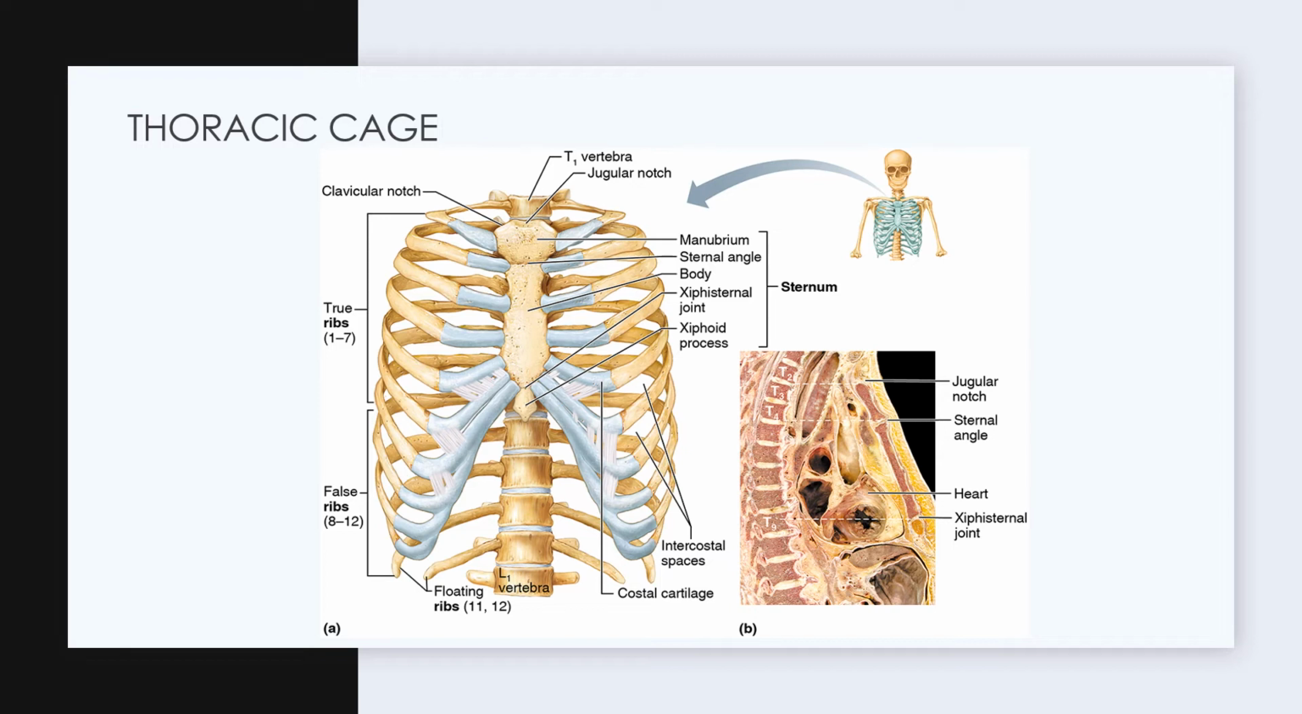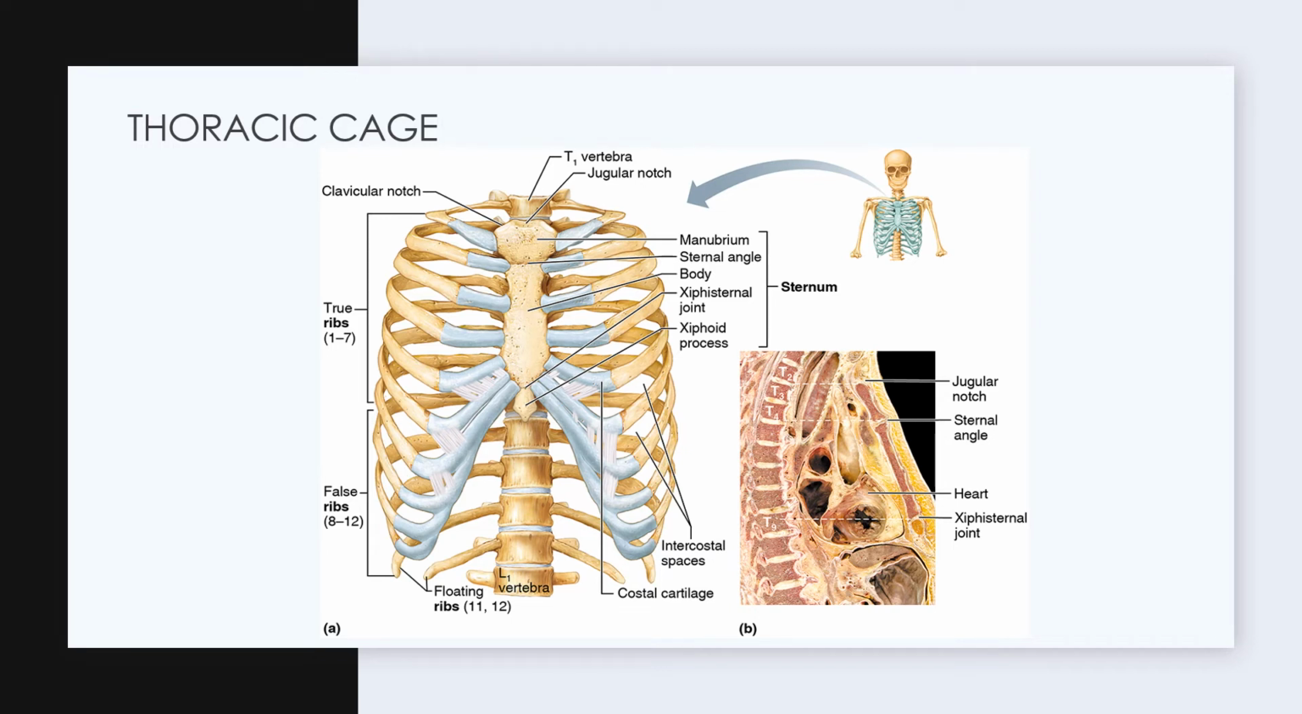The manubrium is at the top. So again, you can palpate that on yourself. And then the xiphoid process is right at the bottom. It's attached directly to the first 7 pairs of ribs, which you can count on here too. The sternum has 3 important bony landmarks: the jugular notch, the sternal angle, and the xiphisternal joint.